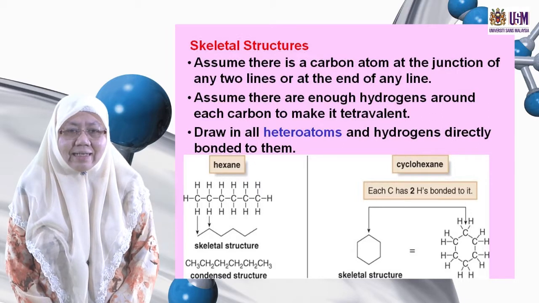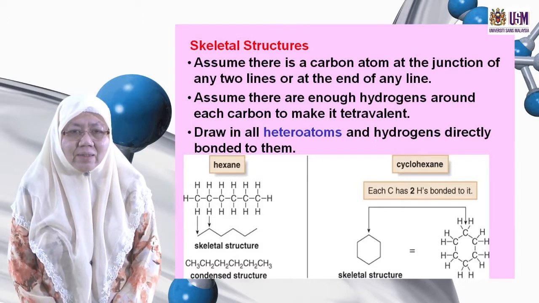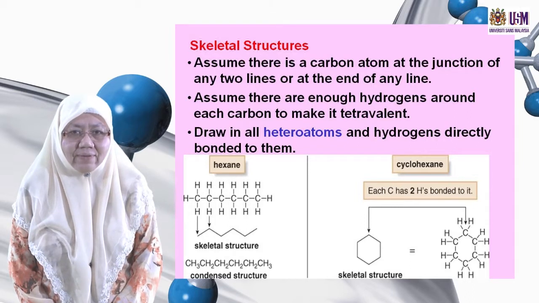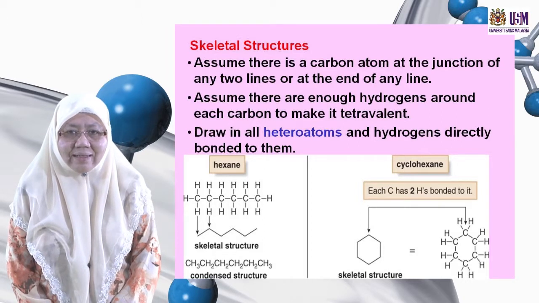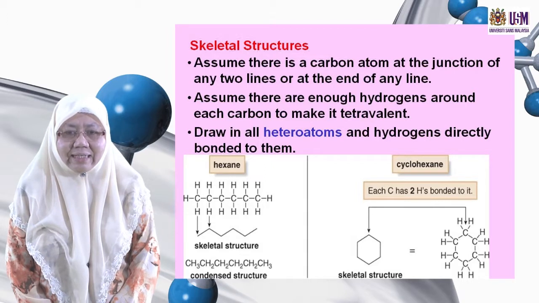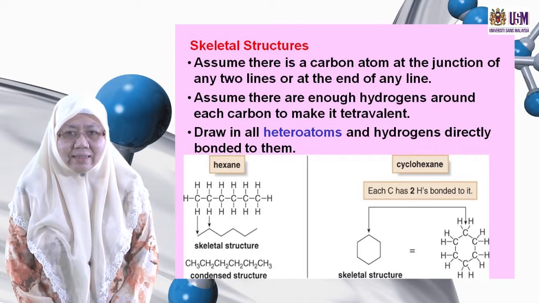And from this zigzag line, at every corner, we have 1, 2, 3. There are 4 corners showing 4 carbon atoms. And at the end of each line, which is on the left and on the right, is also a carbon atom. That makes it 6 carbon atoms. And we assume that every carbon atom will have enough hydrogen atoms to make it tetravalent. And on the right, we see a cyclohexane. A cyclohexane is actually a ring with 6 carbon atoms, as in the structure we can see on the right.